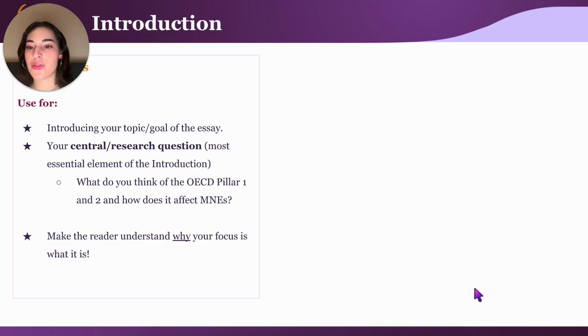So the main purpose of the introduction is to, as the title says, introduce your topic or the goal of the essay. This is where you want to essentially present your central or research question, and that is the most critical element of your introduction. That is where you are establishing what your research question is regarding the OECD pillars 1 and/or 2, and how that has an implication on multinational enterprises or corporations in general. The main purpose, again, is to really make your reader understand what the focus and purpose of your entire paper is.